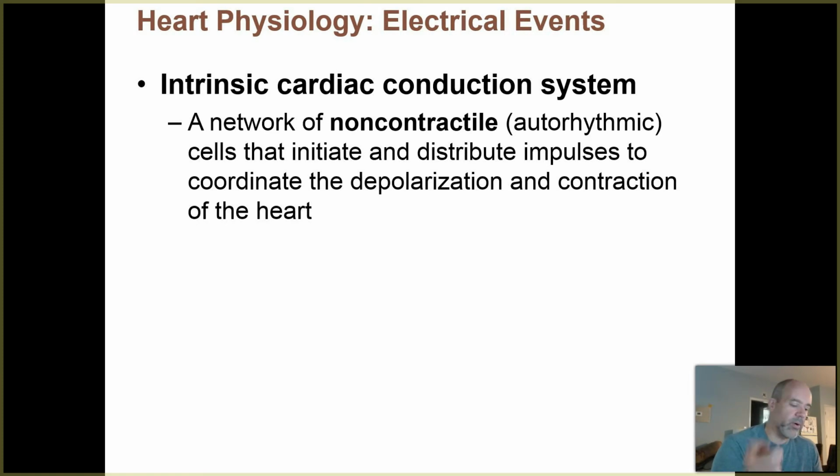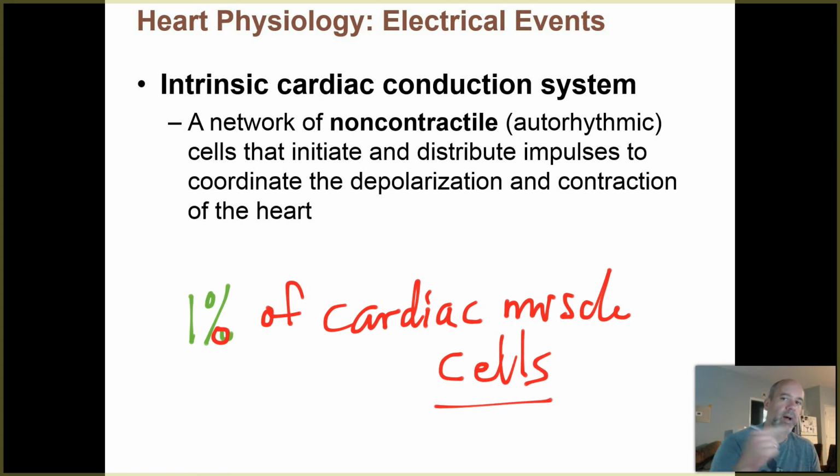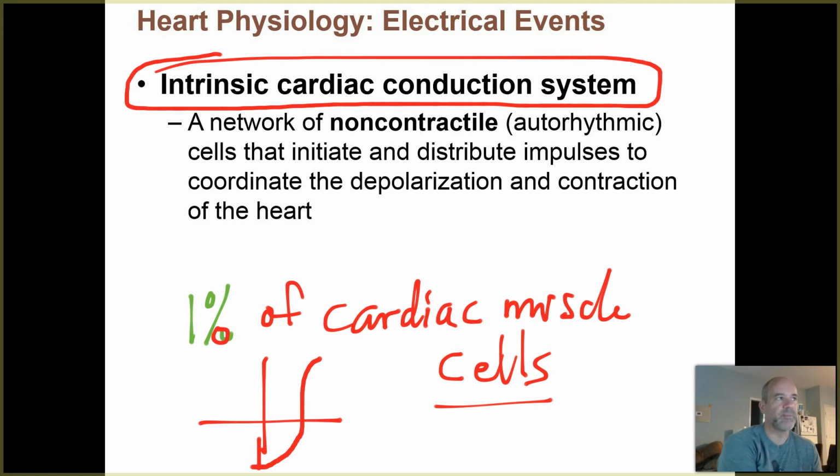All right, do you remember from an earlier video lecture, we said about 1% of your cardiac muscle cells will spontaneously depolarize. So the voltage across the cell membrane spontaneously depolarizes like that. It does not need any input from the nervous system to make that happen. Those 1% of the cardiac muscle cells that spontaneously do that are part of something called the intrinsic cardiac conduction system. Intrinsic, within the heart itself.